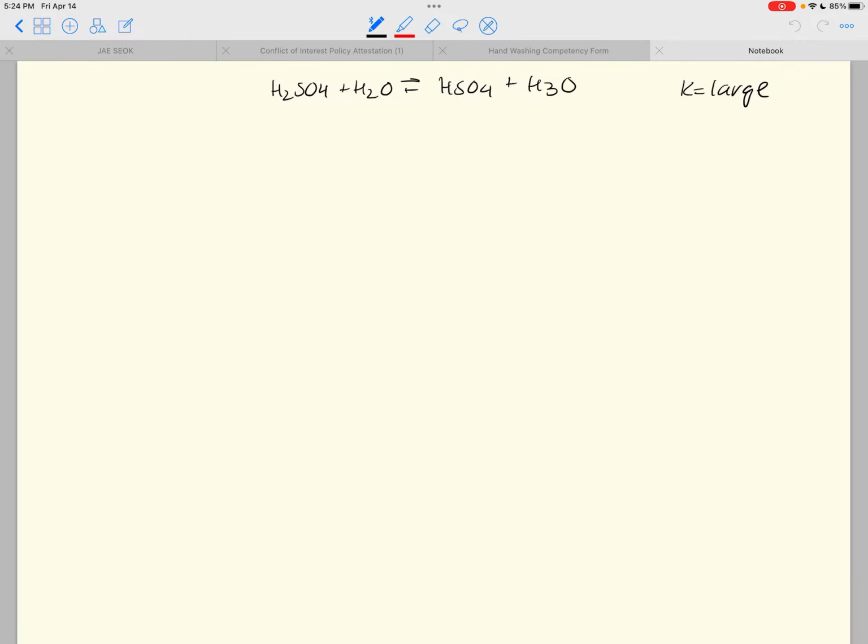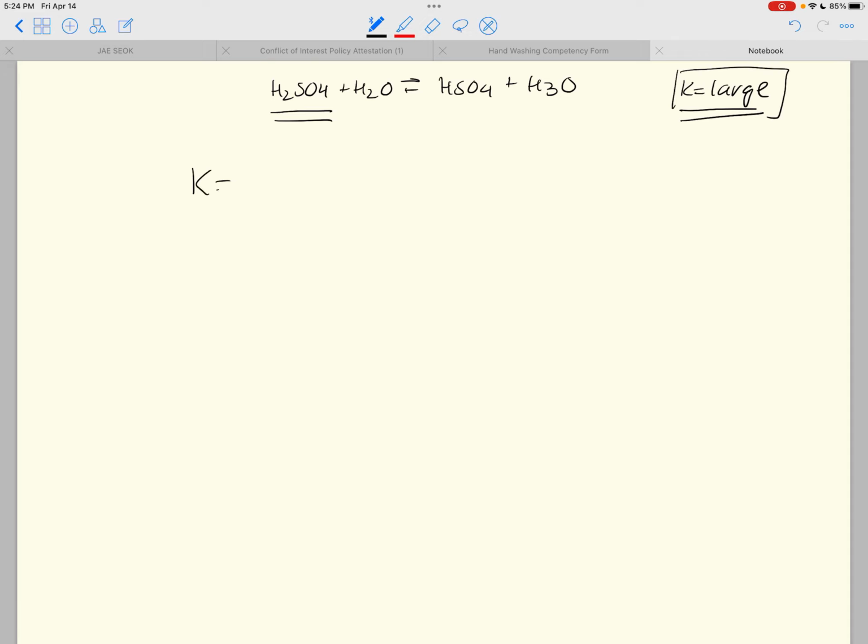Let's clarify delta G naught. Before I start delta G naught, let's go back to K again. Sulfuric acid, is that a strong or weak acid? It's one of the acids you have to memorize, the strong acid. But just from this K value, I know it's a strong acid because K is very large.